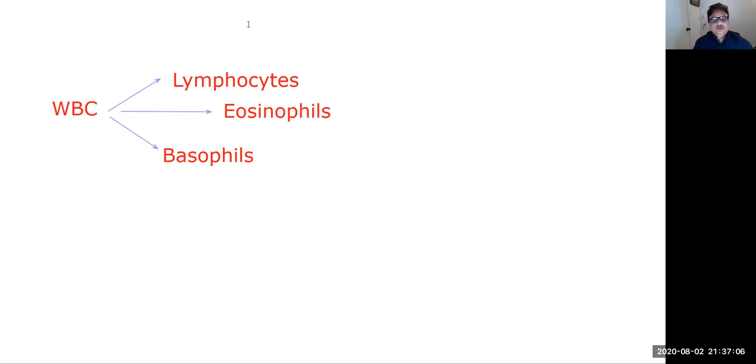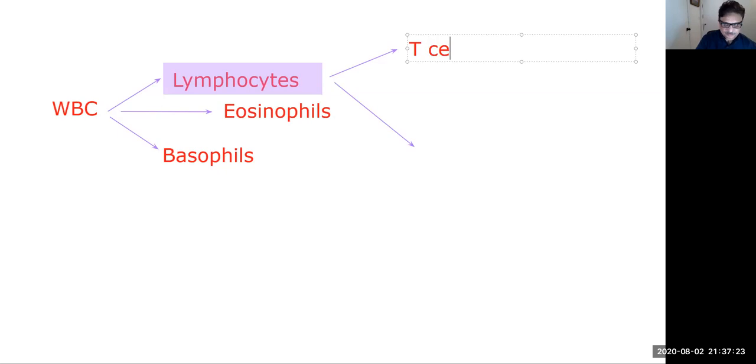But let's focus on lymphocytes. So lymphocytes have two branches, number 1 and number 2. Number 1 is T cells, and number 2 is B cells. So what do you see here?